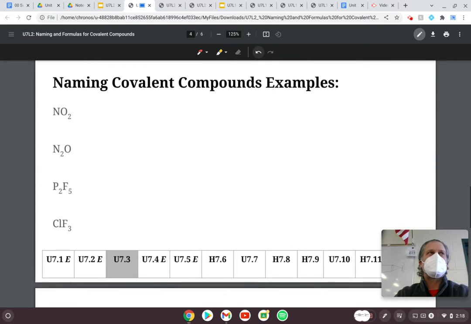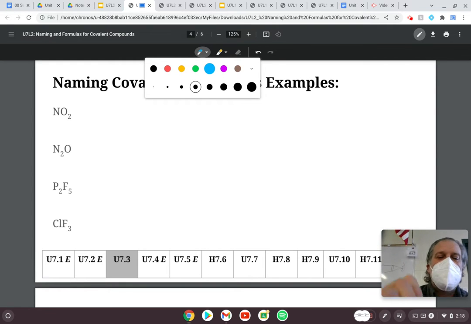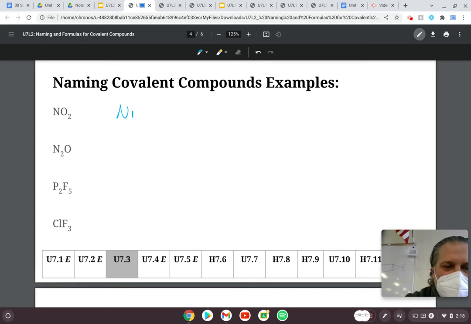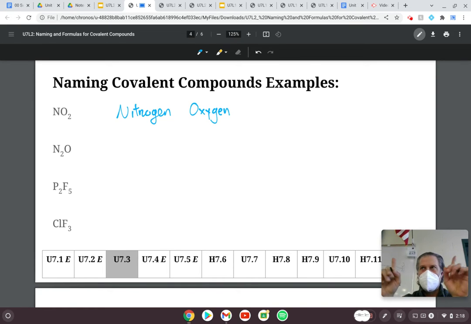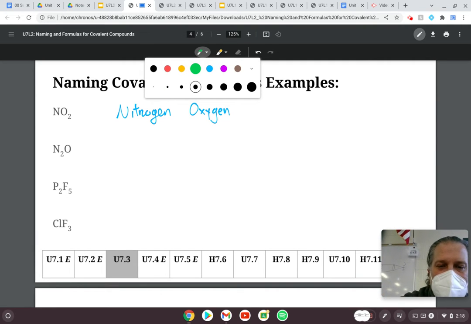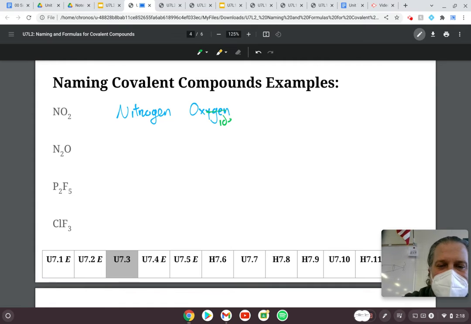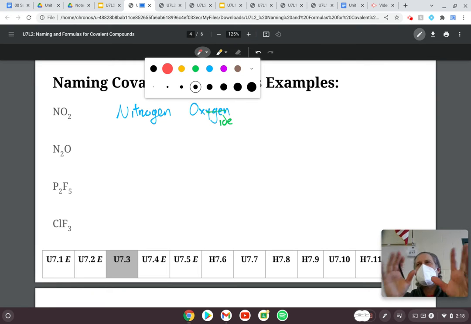Here's the deal, NO2. The first thing I'm going to do is write the name of the first element, which happens to be nitrogen. I'm going to write the name of the second element, which happens to be oxygen. That's the first rule. I just write the elements off the periodic table. Second thing I'm going to do is change the ending of the second one to IDE. And then the last thing I'm going to do is add prefixes to indicate how many elements are present.